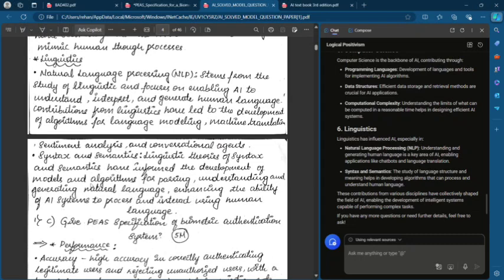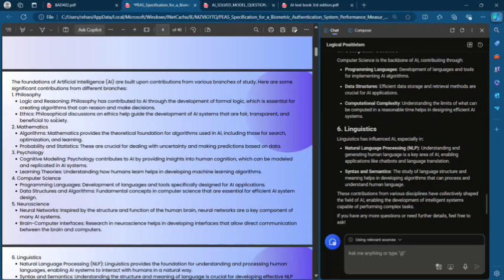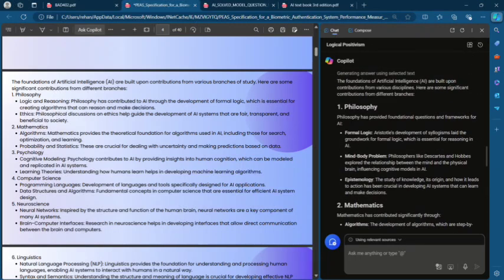So here you can understand that if you study more, see, I have done all eight. First let us study from this and then I'll remove this part. Usually, philosophy has provided foundational questions and a framework for AI. Here you have formal logic, the mind-body problem, and epistemology. Epistemology is basically getting knowledge, the origin, for AI. The study of knowledge, its origin, and how it leads to action has been crucial in developing AI systems that can learn and make decisions.